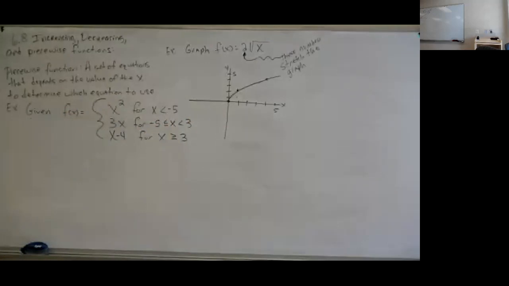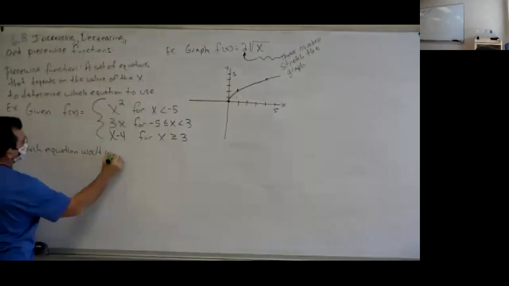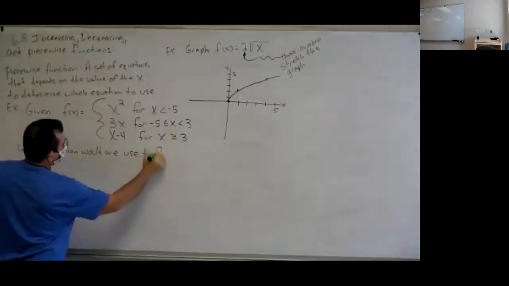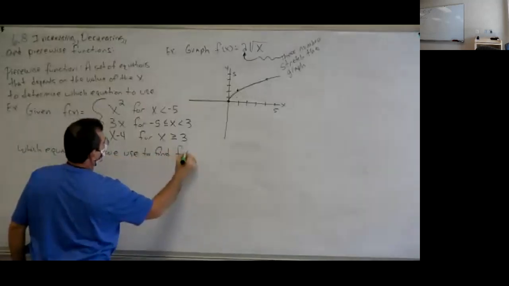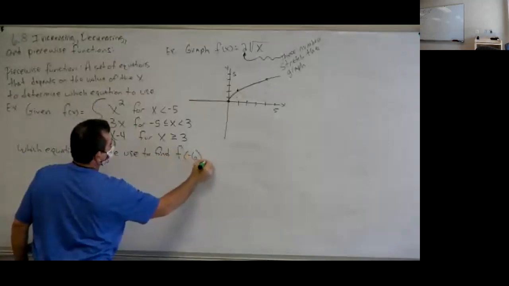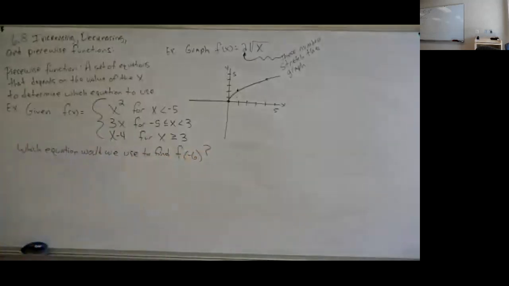So y'all have a question on this one. Which equation would we use to find f of -6? So you have to figure out, is -6 less than -5? Is it in between -5 and 3? Is it bigger than 3? So which equation y'all using? x squared, 3x, or x minus 4?